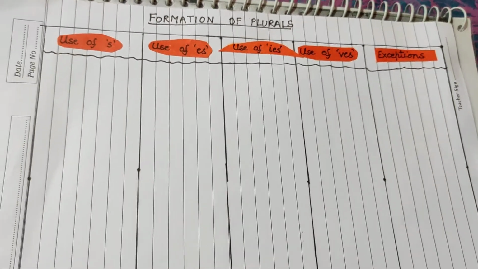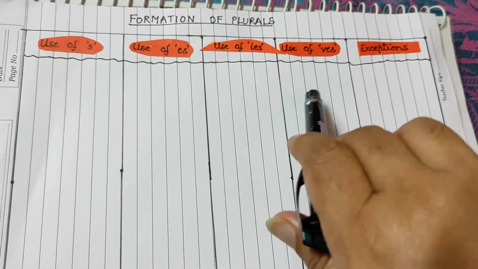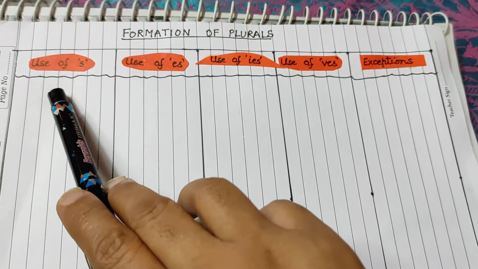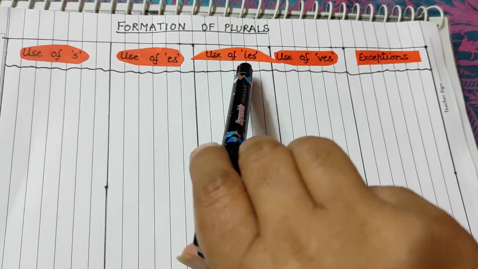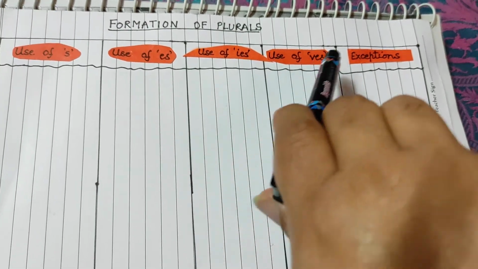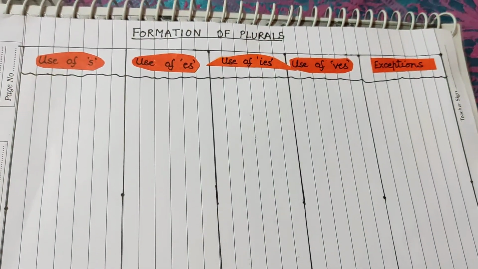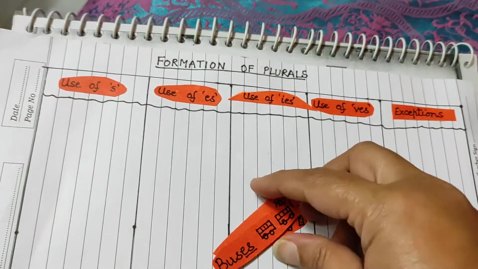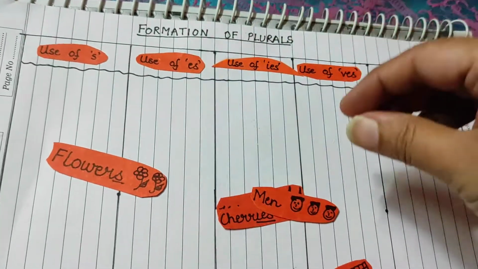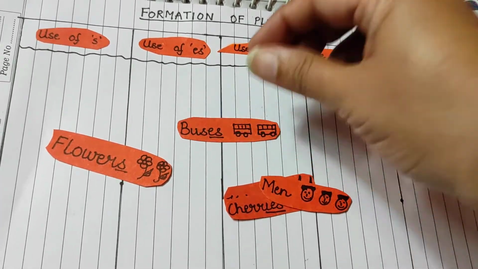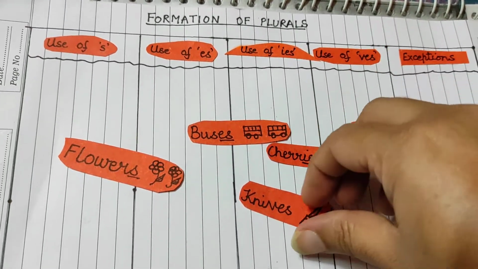So children, as you can see, I have taken one A4 size sheet and I have divided my page into 5 columns, and on each column I have written the rule: use of S, use of ES, use of IES, use of VES, and then the exceptions. Now what are we going to do? Another thing which I have done is I have formed these strips. You can see on one strip flowers is written, on other strip buses, another strip men, cherries is there, and knives is there.